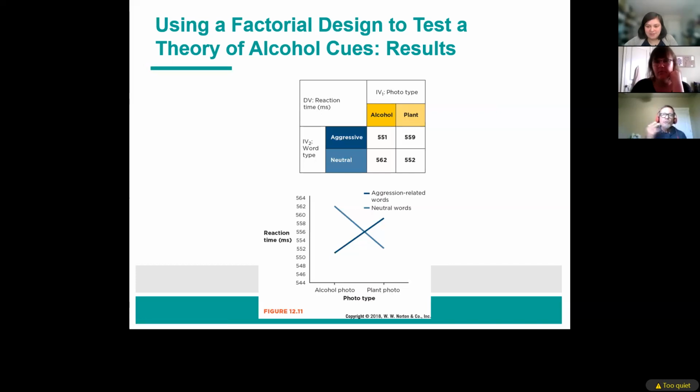So these findings support the theory that people cognitively associate alcohol cues with aggressive concepts. Does that make sense? Yes. Alicia and Rick? Yeah, that makes sense. Okay.